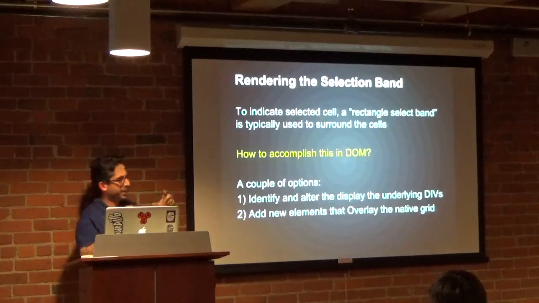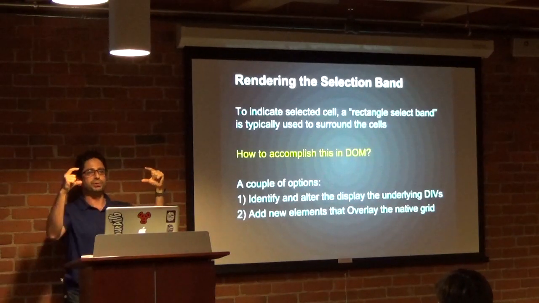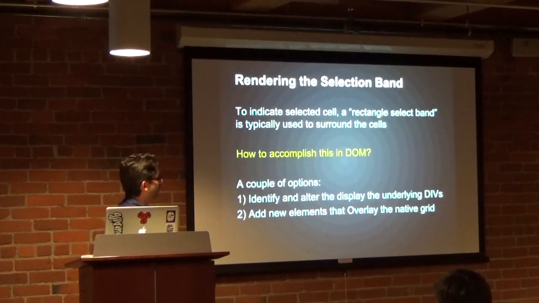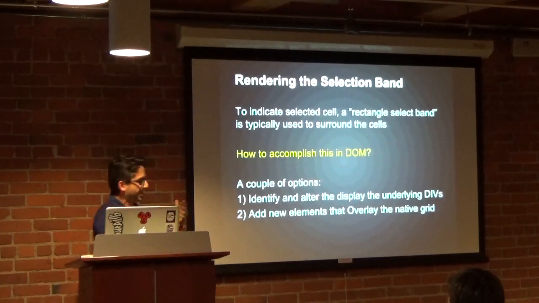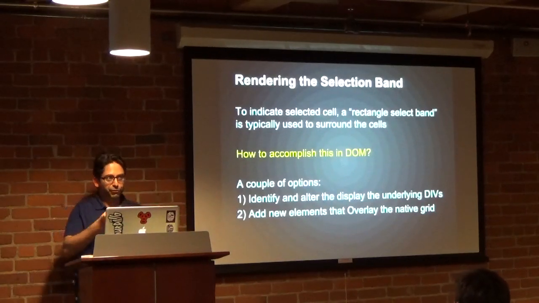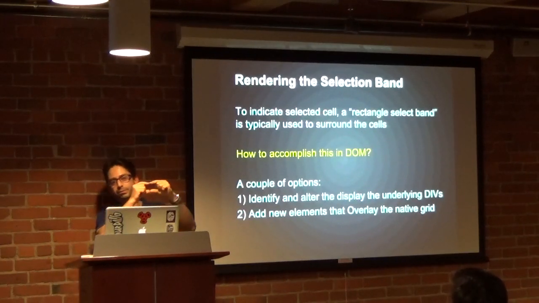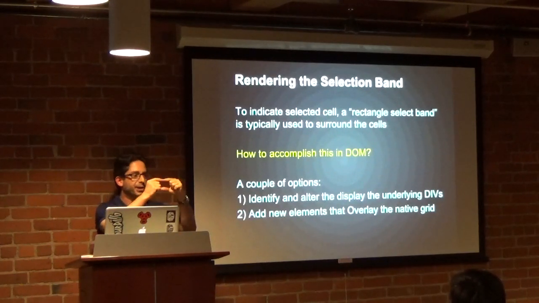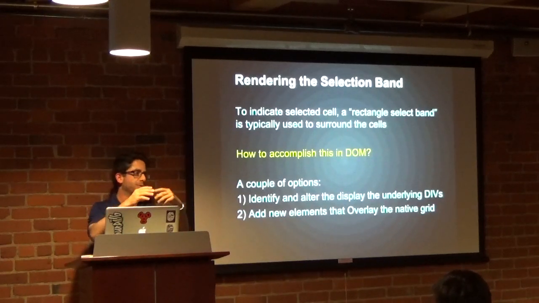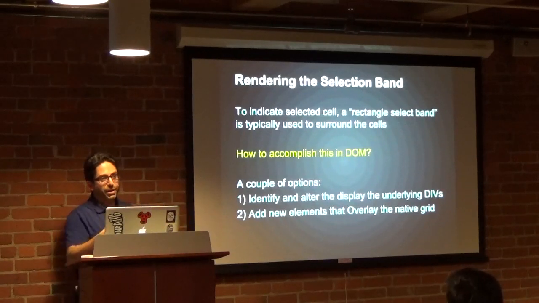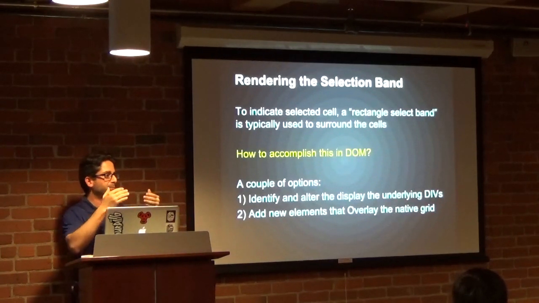So, rendering this selection band, this thing where you've got a cell or multiple cells that tells you where you're at in the grid. This is pretty classic in a spreadsheet, but how to do it in the DOM? There were a couple of ways, and the first I thought of, which seemed simple, was just altering the display of the divs themselves. Each one of these cells is just a div, and you can change the border or do an inset, various things to color them a certain way. Or you can add more elements on top to basically create an overlay.